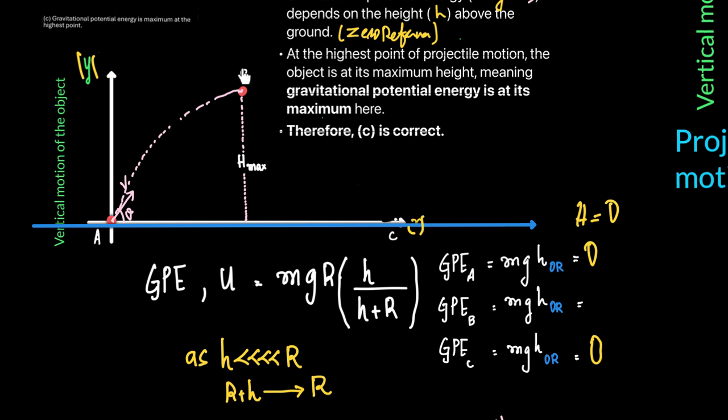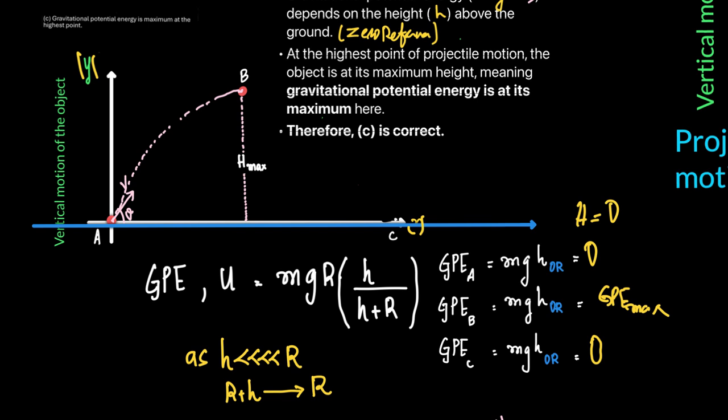Now, at B, what is the gravitational potential energy at B? It will be equal to mass into g into the height of point B with respect to the zero reference. And with respect to the zero reference, this height is h max, and therefore GPE should be equal to GPE max. Okay. Now, of course, this is a very basic thing.